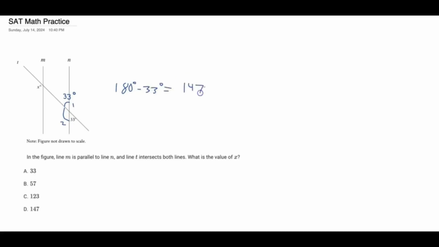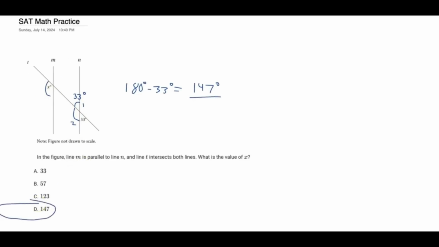And this is helpful because we have two parallel lines cut by a transversal. And so we have our corresponding angles. Angle 2 that we have here and angle X here, they are corresponding angles, and so they will have the same angle measure. And so since we know angle 2 is 147 degrees, X is also going to be 147 degrees, and so our answer choice is D.